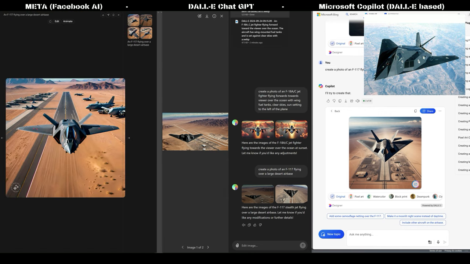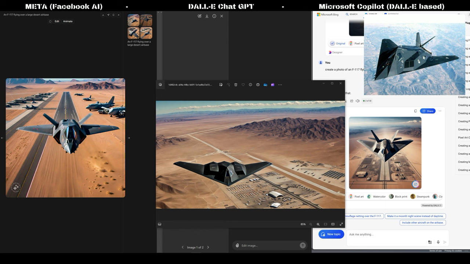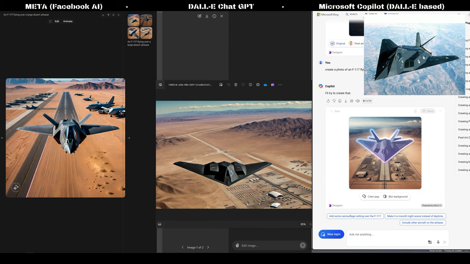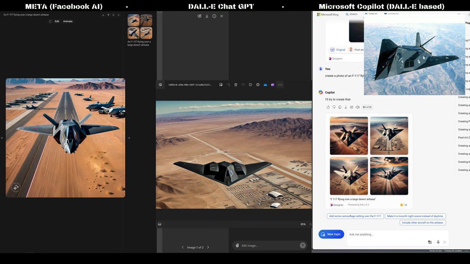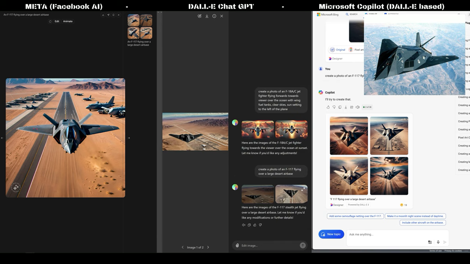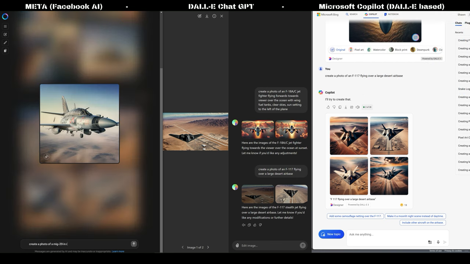Looking at Meta Facebook, we have some weird looking airplanes that look more science fiction-y than scientific. ChatGPT gave me something that looks like a hybrid of a B-2 and an F-117, and Microsoft Copilot, I think, is the closest winner here, despite all the best attempts to give me an airplane that looks like an F-117.